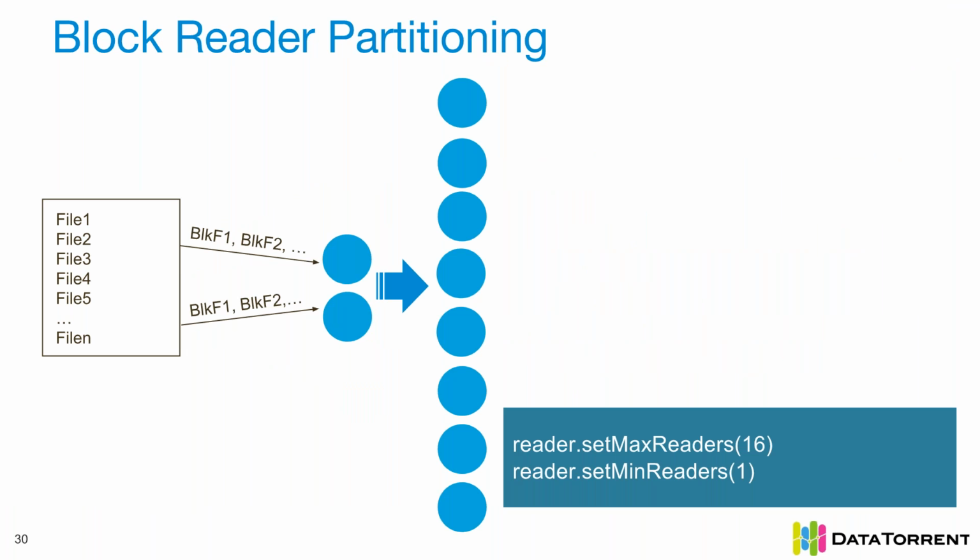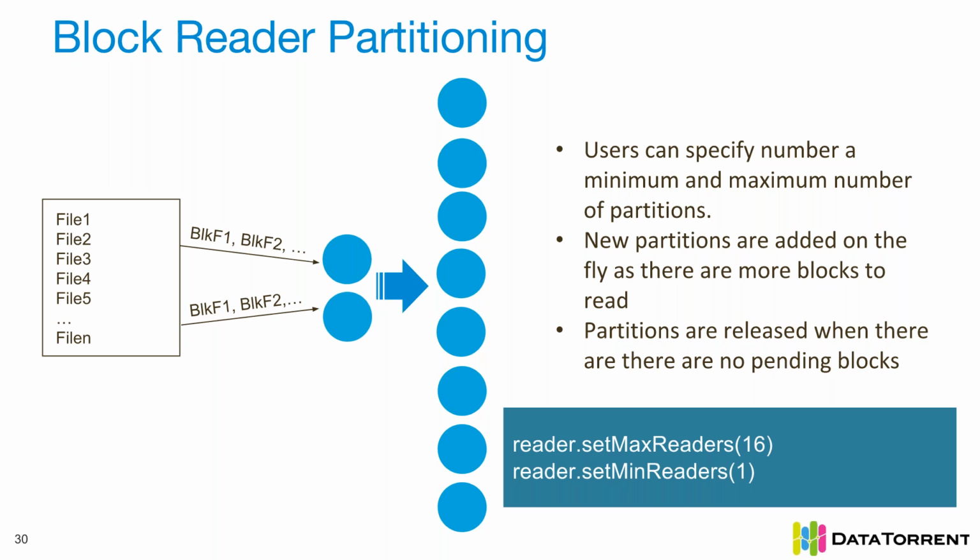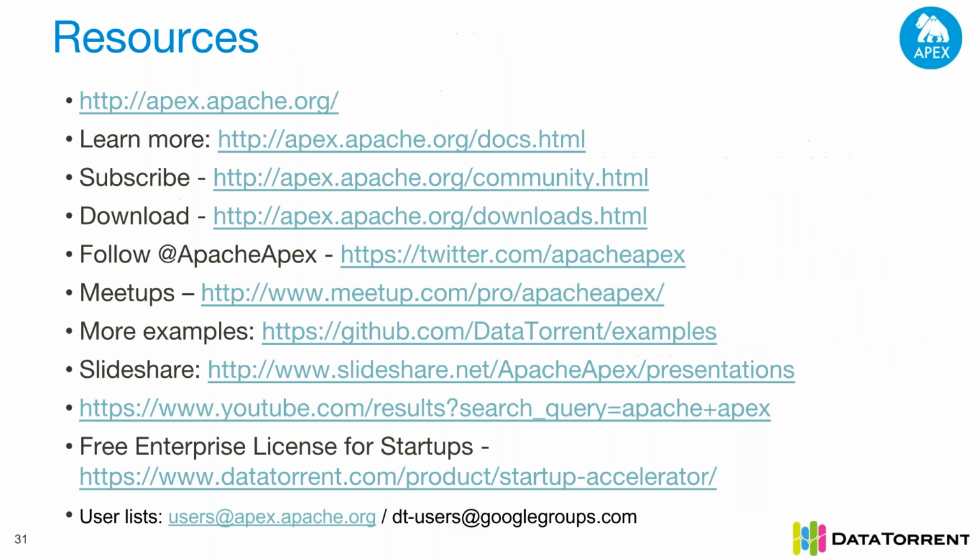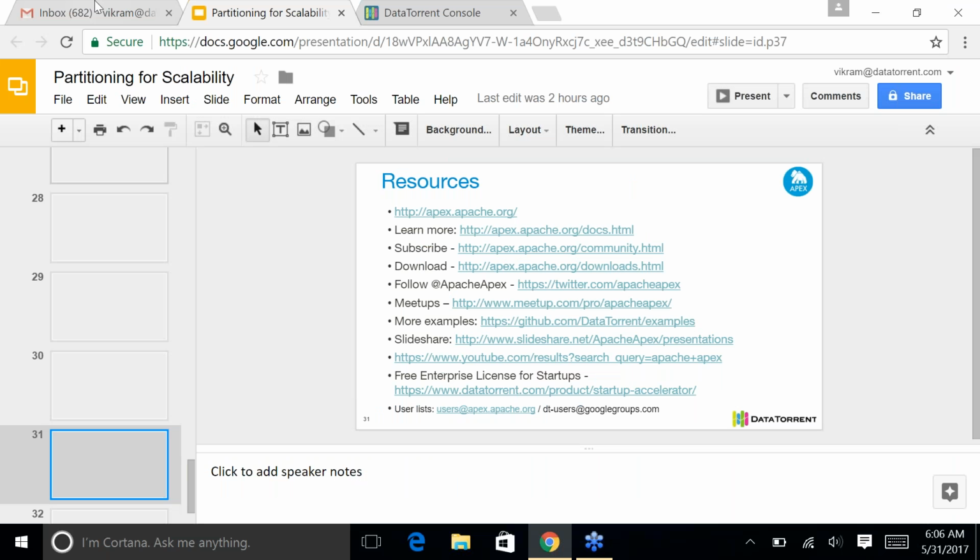Similarly, we have a block reader which reads the blocks in the files, and it follows a similar principle where you have to specify the maximum and minimum number of partitions you need. As new blocks are added, the block reader will be partitioned according to the available blocks. If there are no blocks pending, the partition will be released and the resources will be returned to YARN. So we'll quickly go over one demo for the dynamic partitioning.